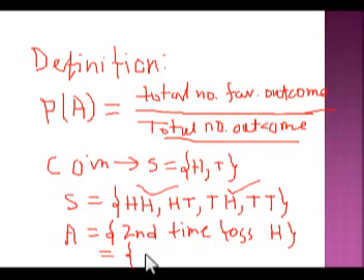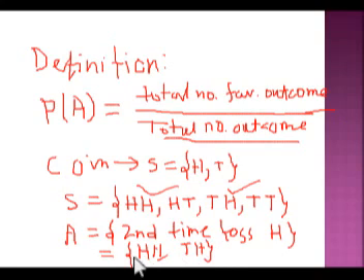The first toss is not considerable, just the second toss is considerable. In the second toss, I am getting head, and one more outcome, tail and head. So two results we are obtaining.